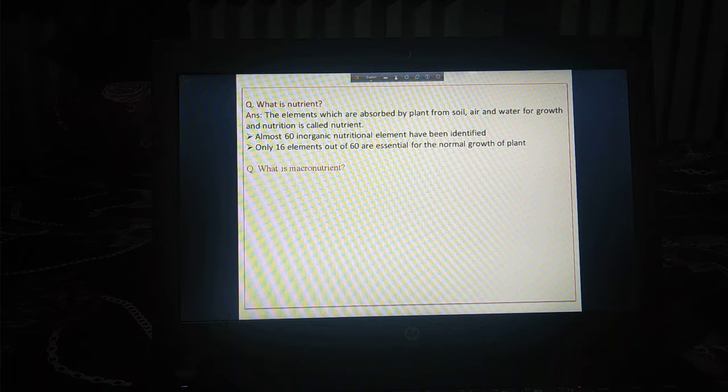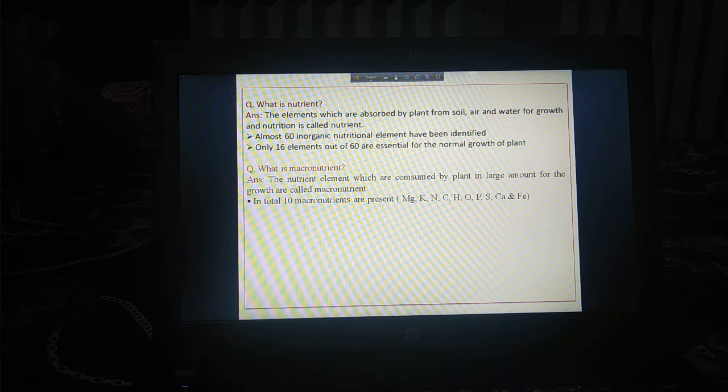Some of the nutrients are considered as macronutrients, some of them are considered as micronutrients. You know that macro means large. So the nutrients which are required in large amounts for the normal growth of the plant are called macronutrients. In total, 10 macronutrients are present. For example, magnesium, potassium, nitrogen, carbon, hydrogen, oxygen, phosphorus, sulfur, calcium and iron.